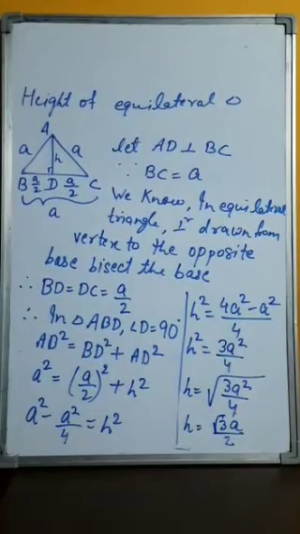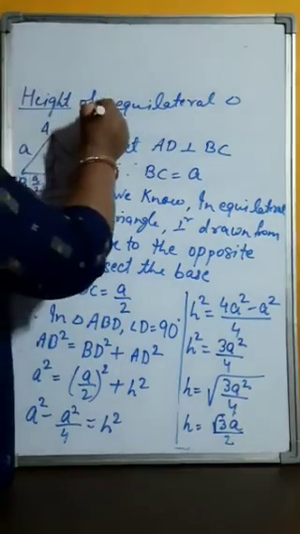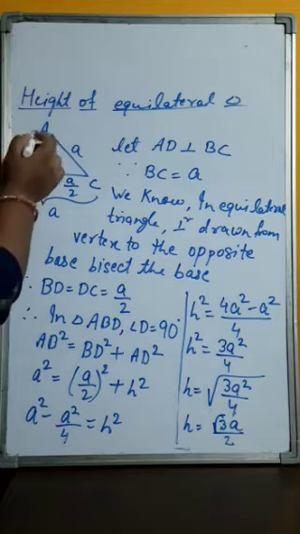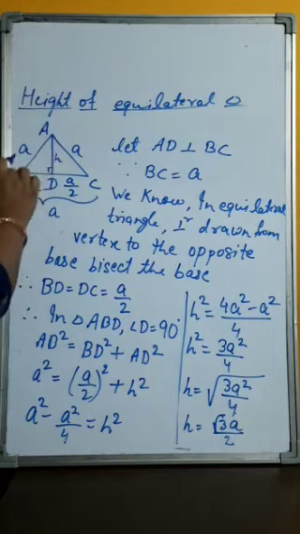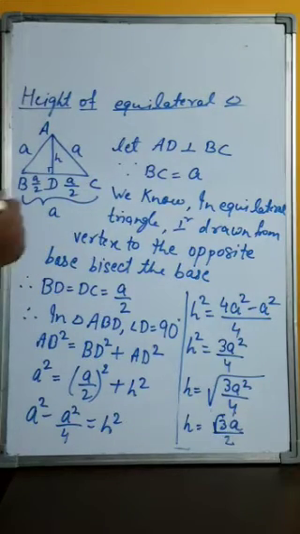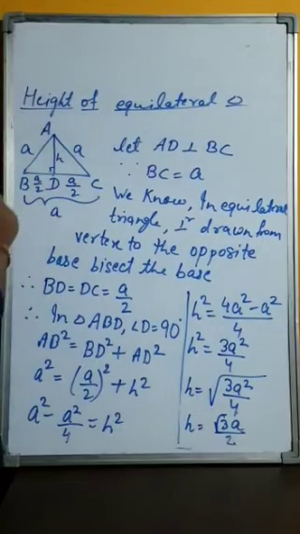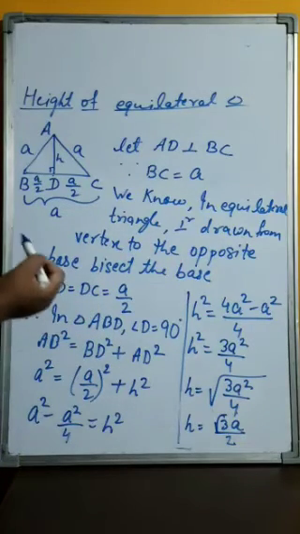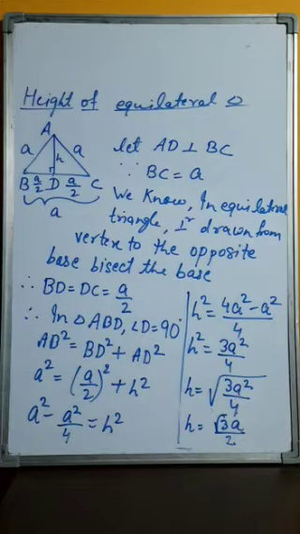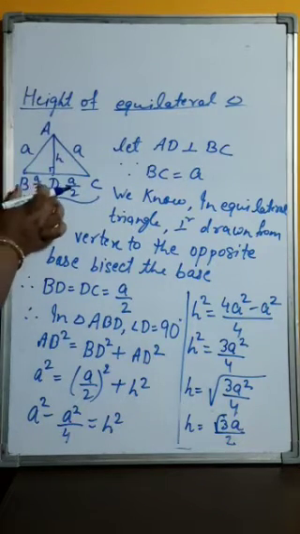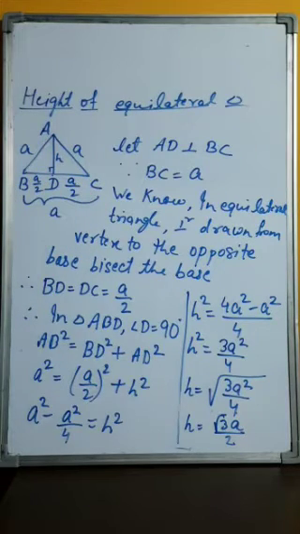Now students, we will see the derivation of the height of an equilateral triangle. Just now we have seen the area of an equilateral triangle. Now we will see how to calculate the height of an equilateral triangle of side a units. You can see here I took an equilateral triangle ABC whose sides are a units. AB, AC, BC all are a units. If we drop a perpendicular AD on BC, then we know that in an equilateral triangle, the perpendicular drawn from the vertex to the opposite base bisects the base. This we have already proved in the chapter on congruency. So this AD will bisect BC. So BD will be equal to DC. Both will become a by 2.